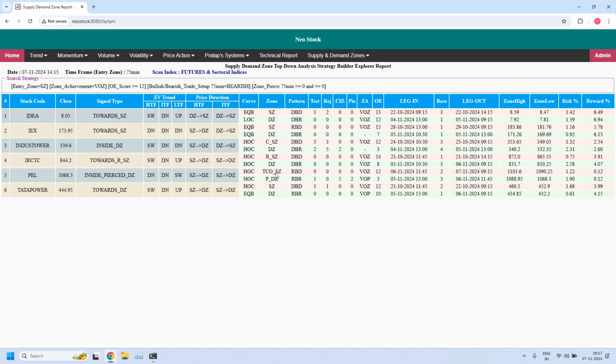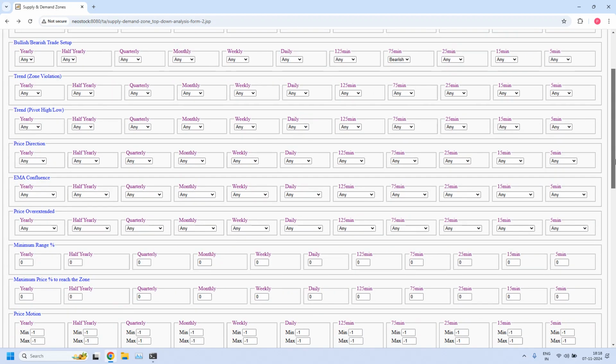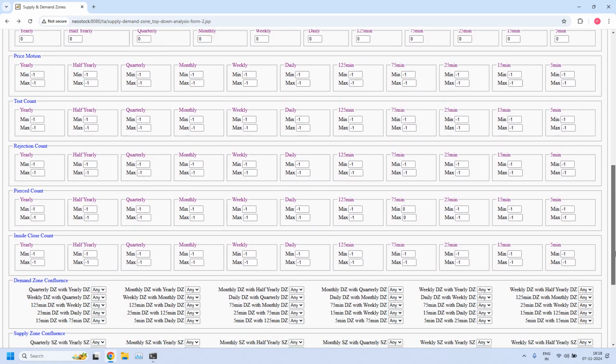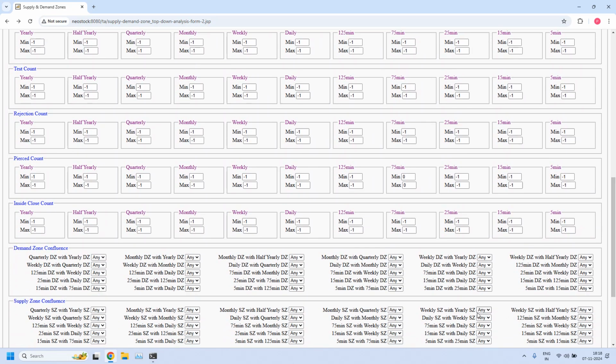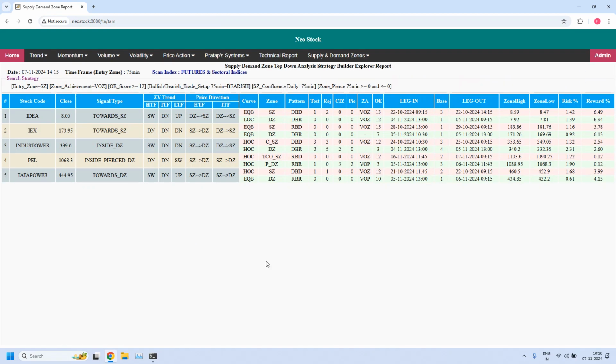In all these 75 minute supply zones, there could be some high probability zones available. We need to find them. So first filter is based on LTF and ITF supply zone confluence. That is 75 minutes with daily supply zone confluence. I am enabling the filter, 75 minute supply zone with daily supply zone confluence. With this filter, out of the 7, we got 5 stocks. In all these 5 stocks, 75 minute supply zone is part of the daily supply zone.